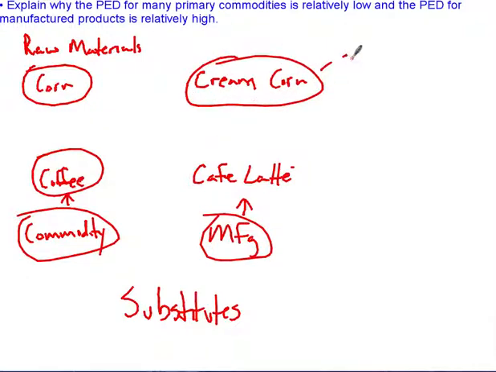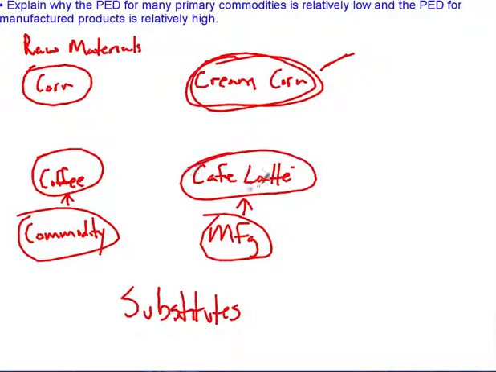Then there's a lot more substitutes for cream corn. I mean, there's tons of cans in the canned good aisle. So lots of substitutes here. Coffee, lots of substitutes for this product, not necessarily just coffee beans itself. All right, so that's why I would say that raw materials have a lower price elasticity of demand, and manufactured materials don't. They have a higher one.